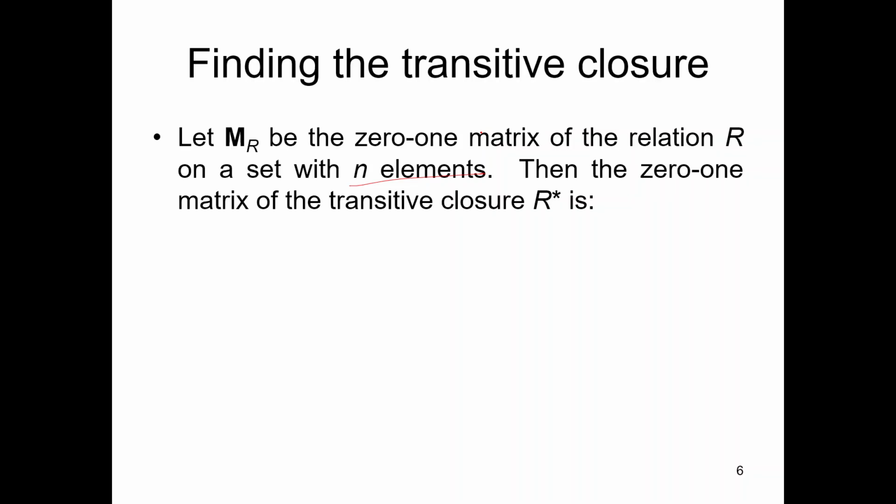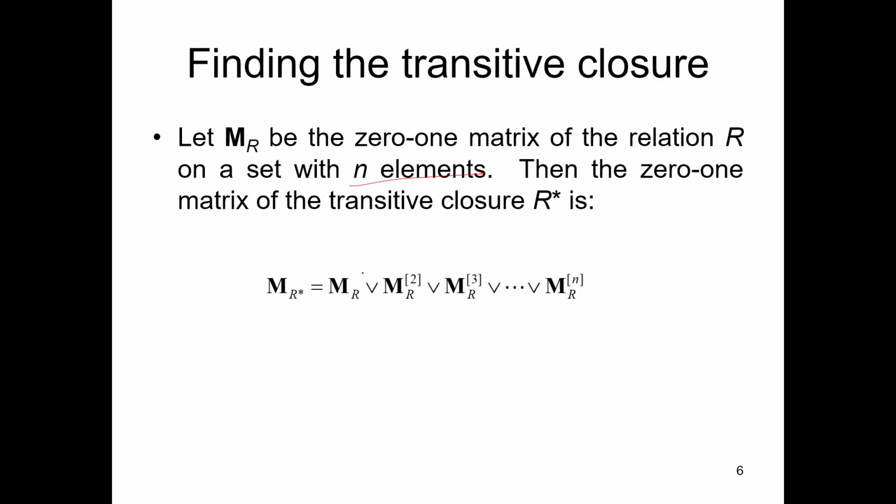The entry MR(i,j) will be 0 if there is no edge between i and j, or i is not related to j, and there will be a 1 if i is related to j. So then the 0 1 matrix of the transitive closure is obtained by this procedure.